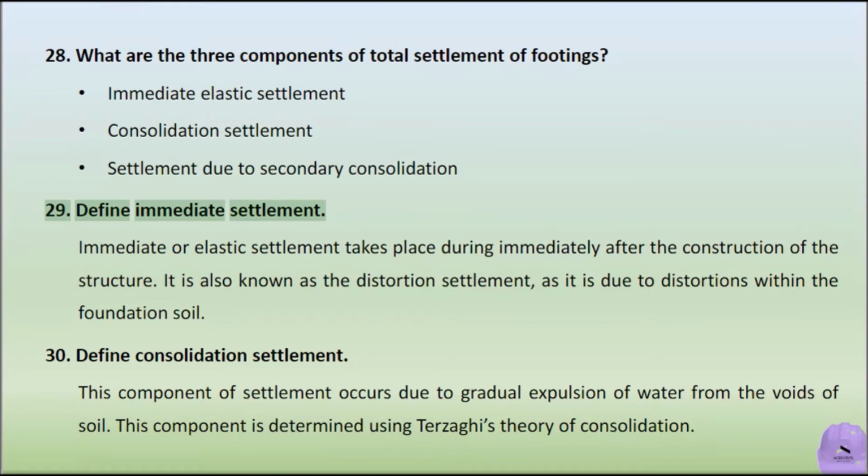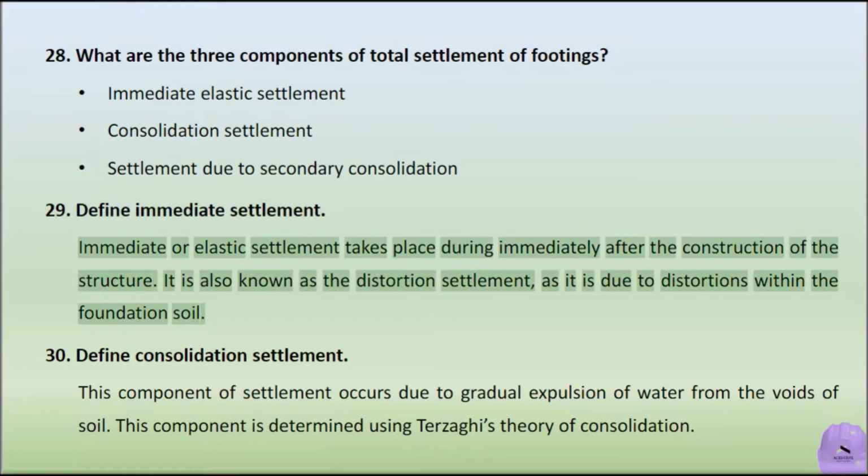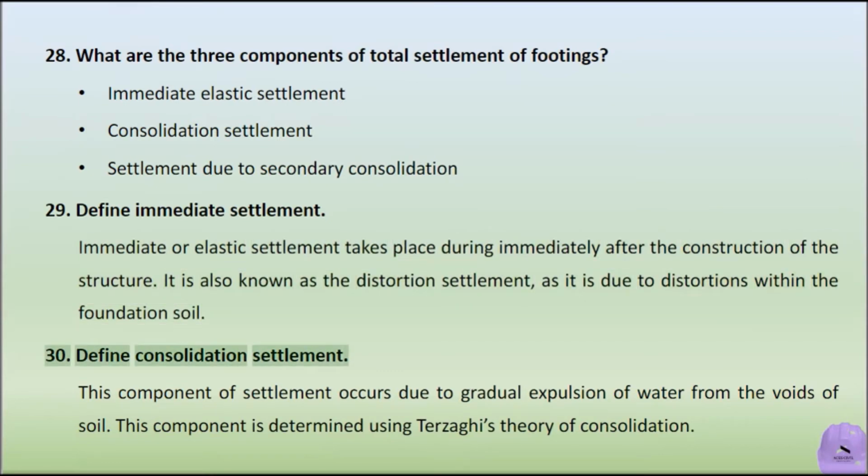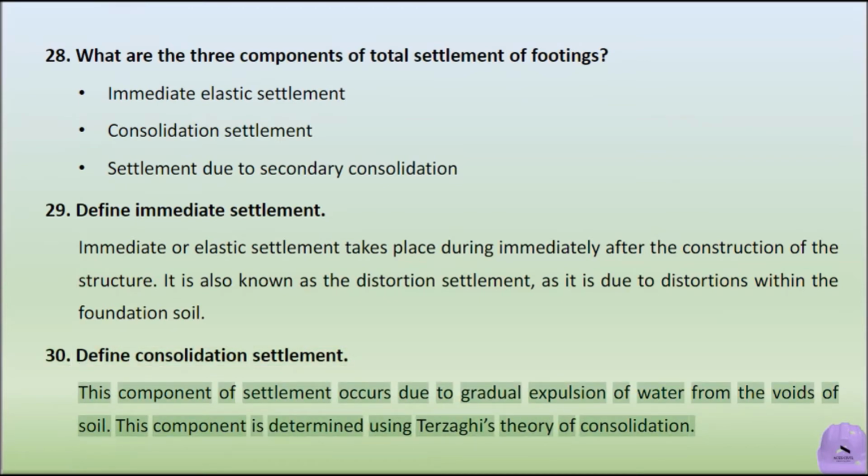Define immediate settlement. Immediate or elastic settlement takes place immediately after the construction of the structure. It is also known as the distortion settlement, as it is due to distortions within the foundation soil. Define consolidation settlement. This component of settlement occurs due to gradual expulsion of water from the voids of soil. This component is determined using Terzaghi's theory of consolidation.